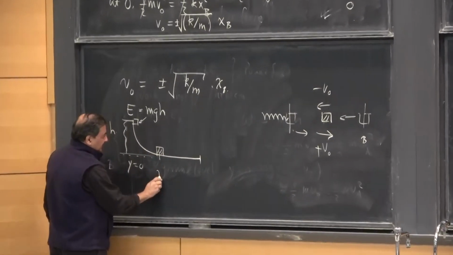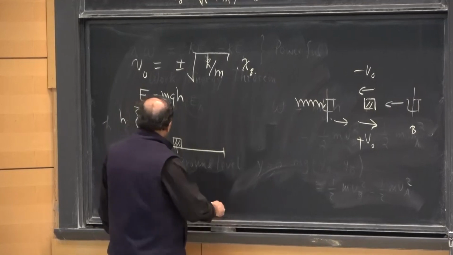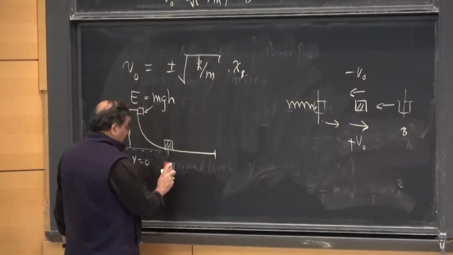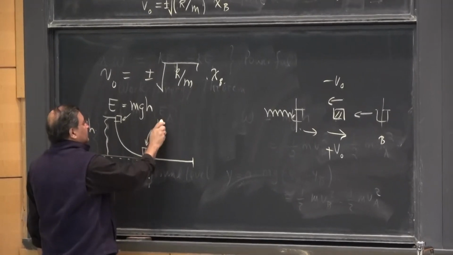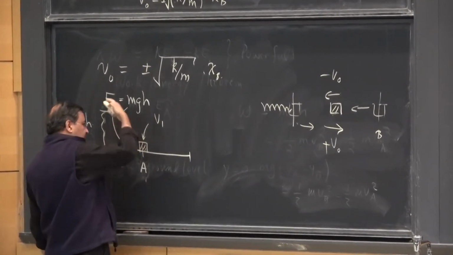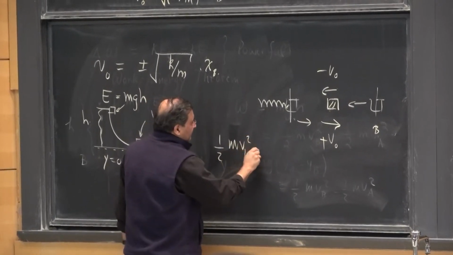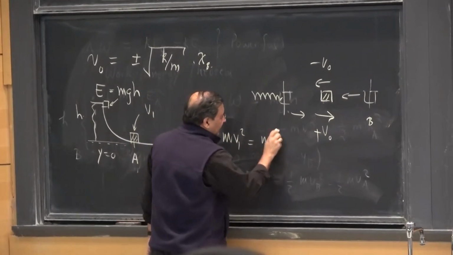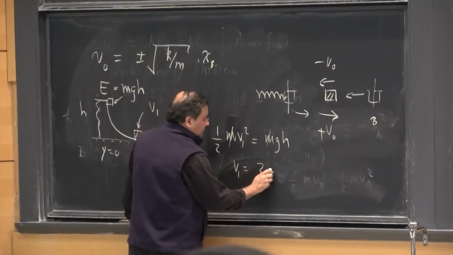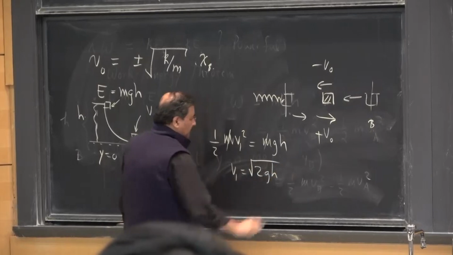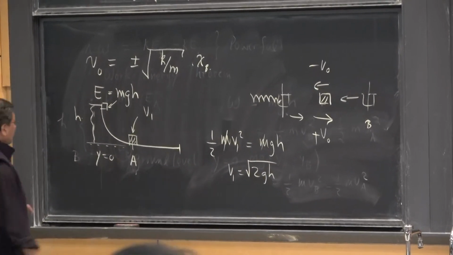Let's say this point is x1. Whatever you call this point, let's call this point A, and let's give it a certain velocity v1 because it's sliding down, it's speeding up. So I should be able to simply write 1/2 m v1 squared is mgh. The m's cancel out. So v1 therefore is square root of 2gh, plus minus. In this case plus because it's going one way.